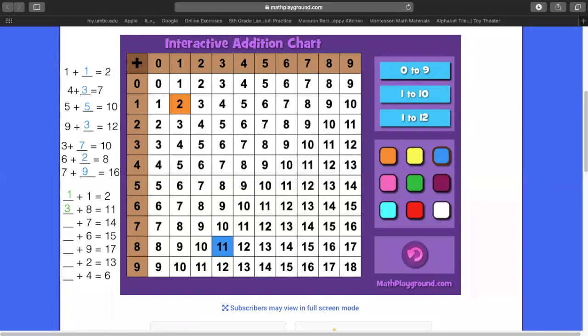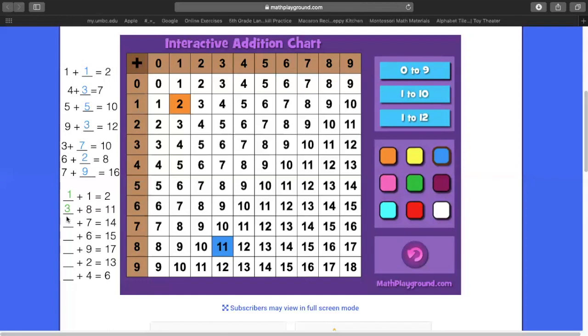Raise your hand if you're ready to share with me. These are a little bit more challenging because we don't know what the first number is. That's what we're trying to find. Raise your hand if you'd like to help me do this one. Something plus 7 equals 14. Caroline, will you help me? Where do I start?